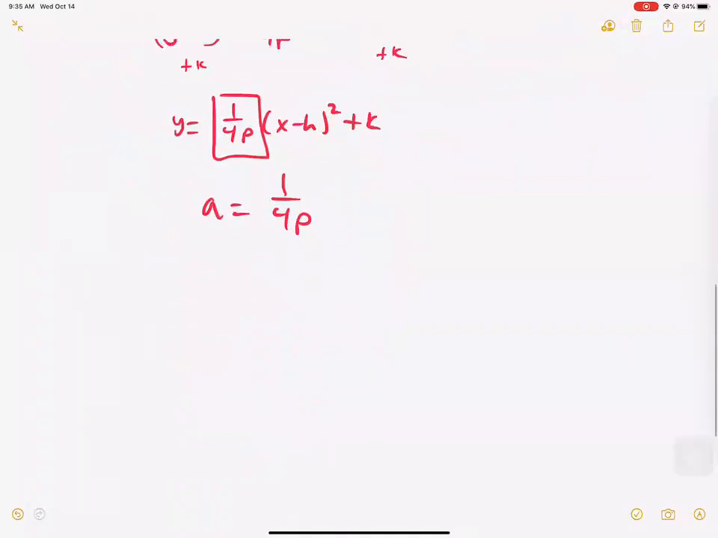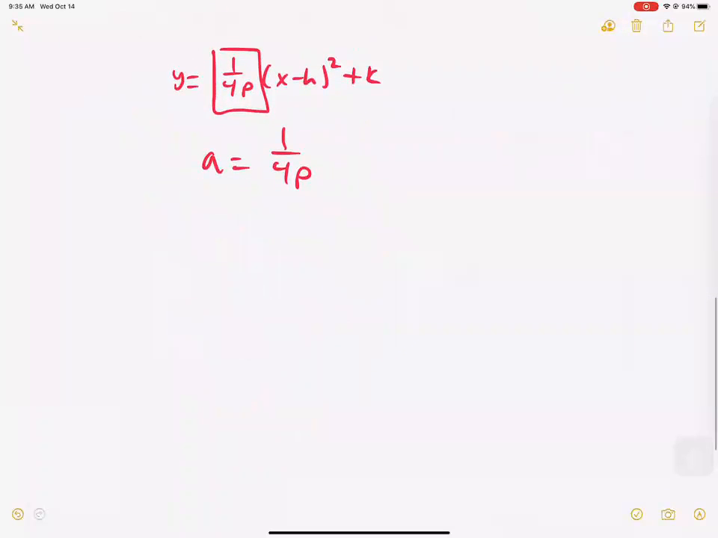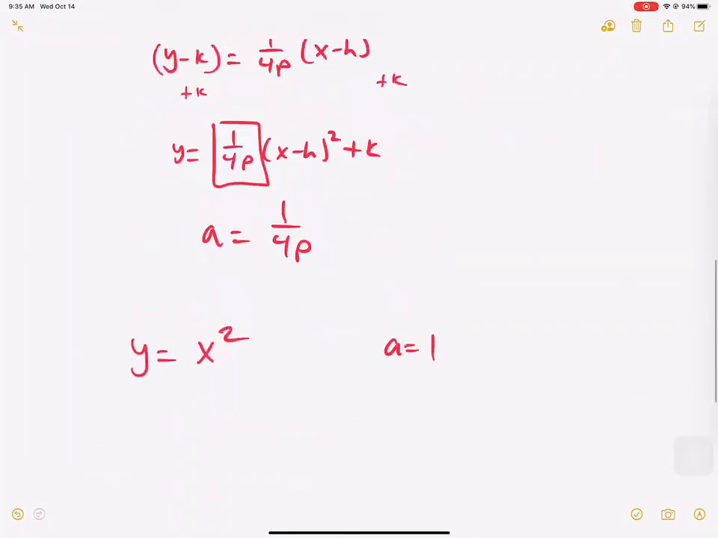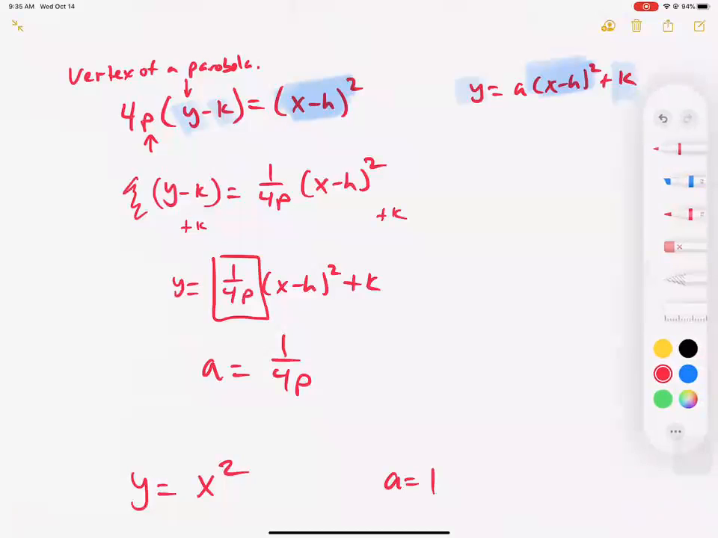Okay, so let's go ahead and try another problem. What if I wrote something simple like y is equal to x squared? Our a value here is 1. I added k to both sides because there's nothing outside the parentheses, so we actually don't need the parentheses for this problem. And then I just added k to both sides.